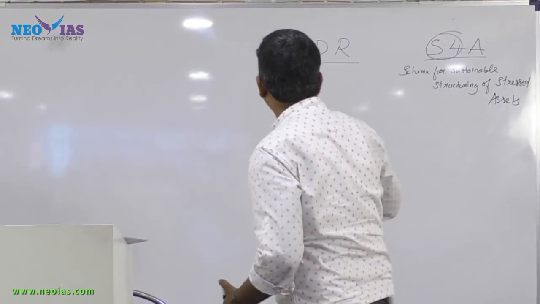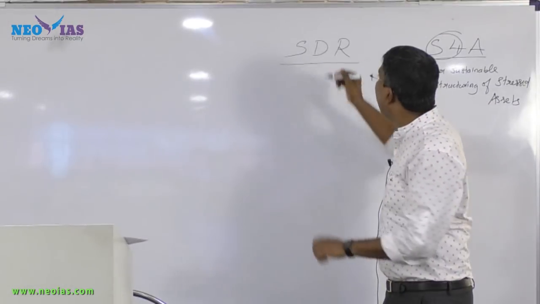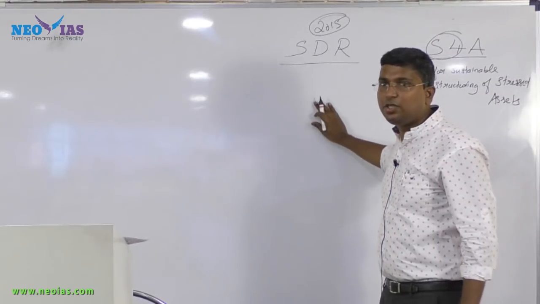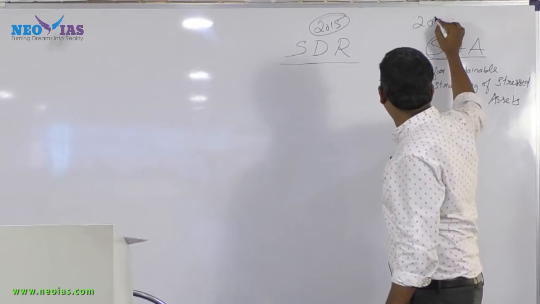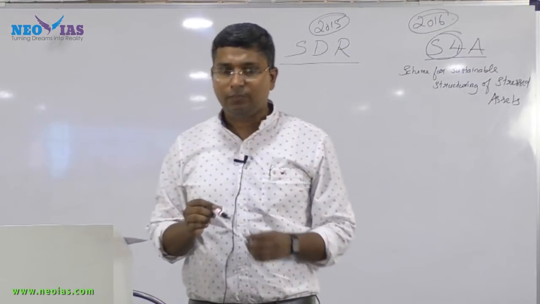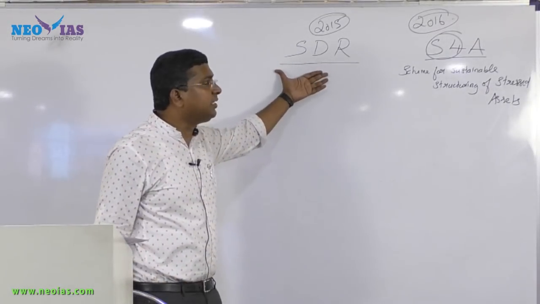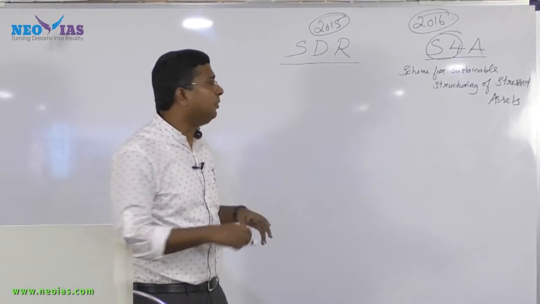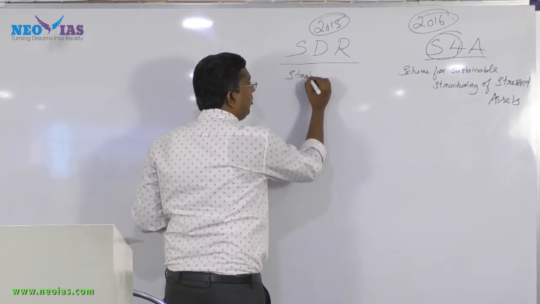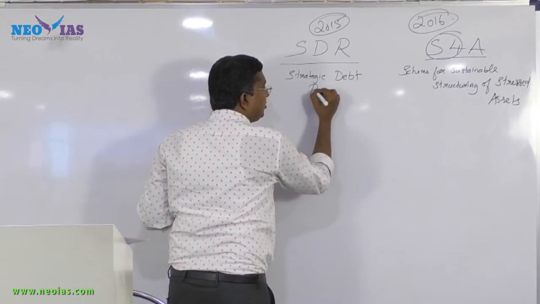Okay, try to understand. SDR was introduced by RBI in 2015. When it realized that SDR was not functioning properly, it introduced S4A in 2016. Now, the term itself will help you understand the basic difference between these two schemes. One is saying strategic debt restructuring.